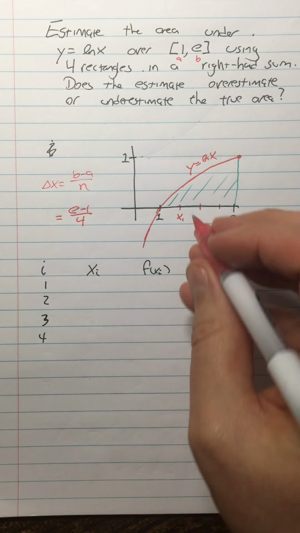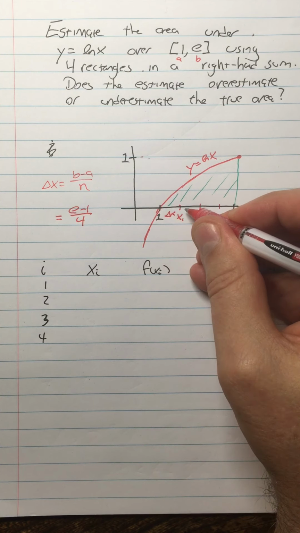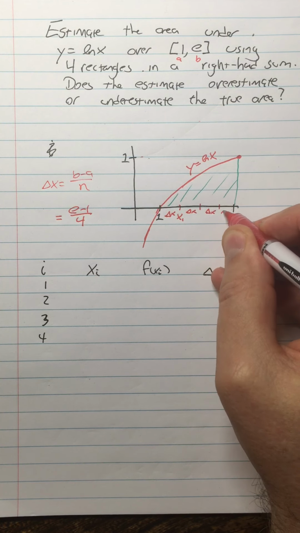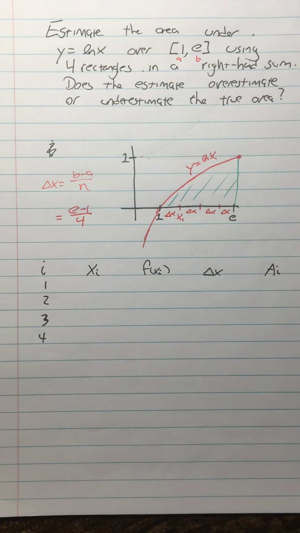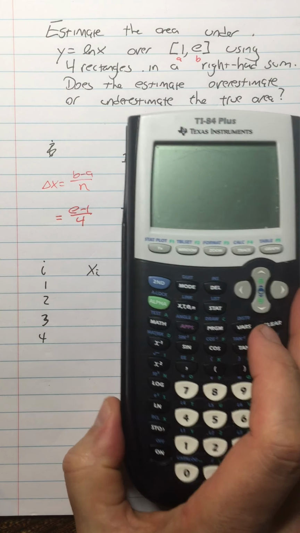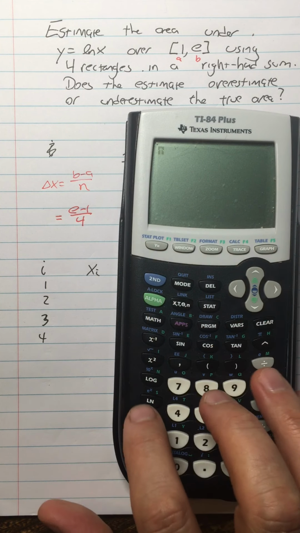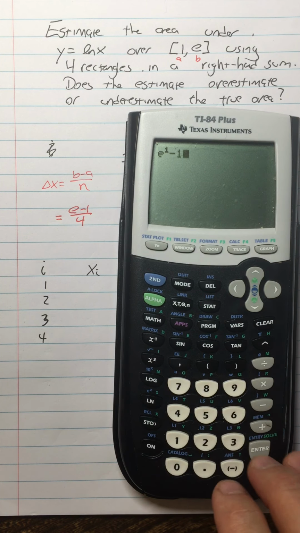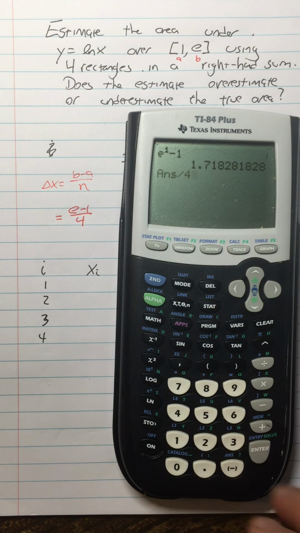Well, since the width is always delta x, I can think about starting at 1 and adding delta x every time. My delta x is e minus 1 over 4. So let's put that into our calculator and see what it is. E to the 1, there are probably different ways to do that, but I did e minus 1, and then divided by 4.